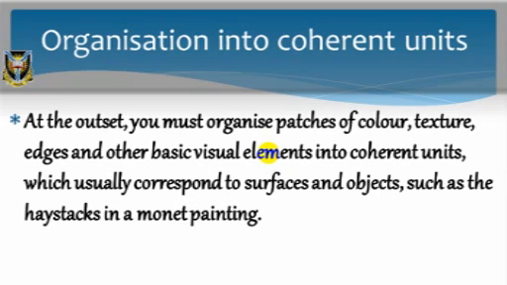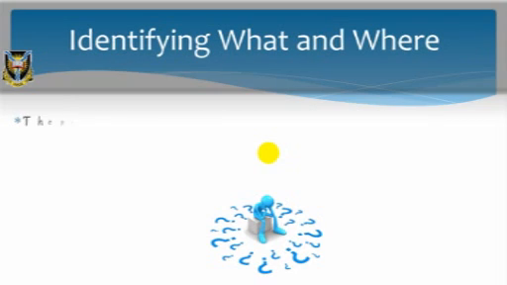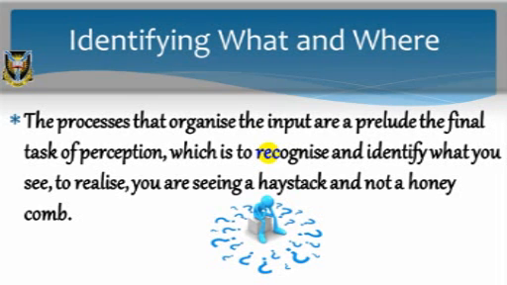2. Identifying what and where. But these surfaces and objects don't have meaning. They are just surfaces and forms. The processes that organize the inputs are a prelude to the final task of perception, which is to recognize and identify what you see, to realize you're seeing a haystack and not a honeycomb.